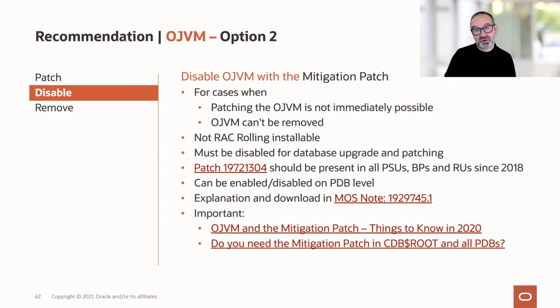There's a good MOS note explaining, and when you go to the upgrade blog, you find a lot of blog posts. So just type in OJVM, like things to know, or do you need the mitigation patch in root and all PDBs? So I explained just a few weeks ago how to apply the mitigation patch correctly and provision it with new PDBs right out of the box.